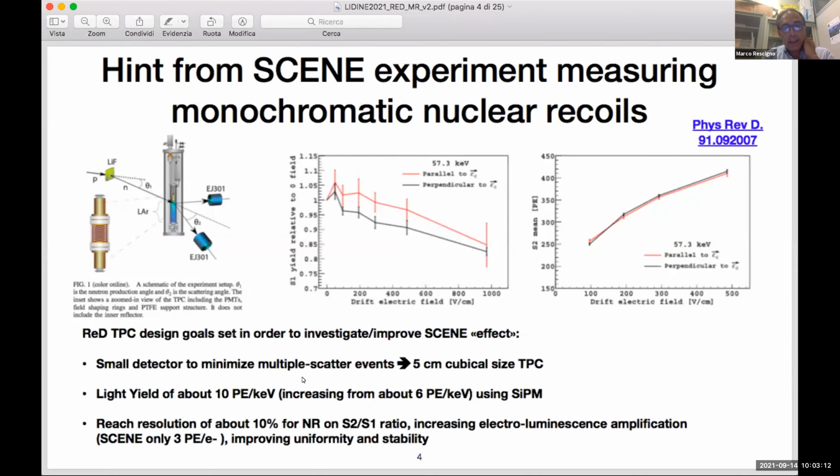So we have a small detector which is meant to minimize multiple scatter events. It is of order 5 centimeter cubical size TPC, as you will see. Our design would allow a 10 photoelectron per keV, more or less, light yield. It is achieved mostly using silicon PM at cryogenic temperature. This will improve upon previous experiments. And the important thing is to reach something like a 10% nuclear recoil resolution on the S2 over S1 ratio. And this will be done by increasing the electroluminescence amplification with respect to previous experiments, improving uniformity and stability.